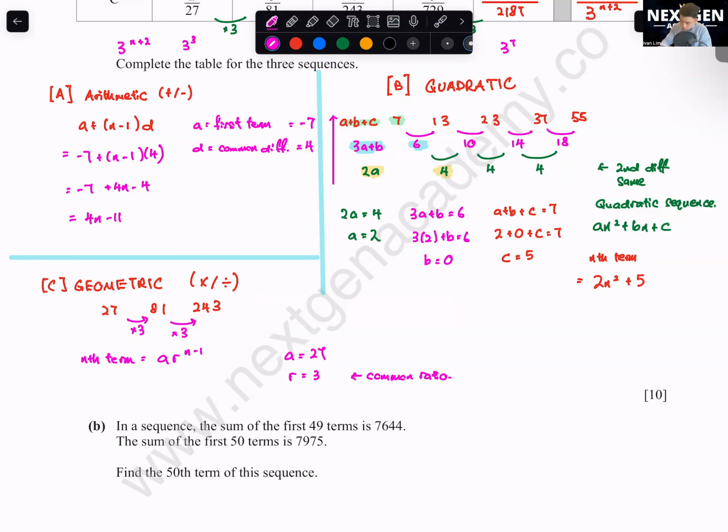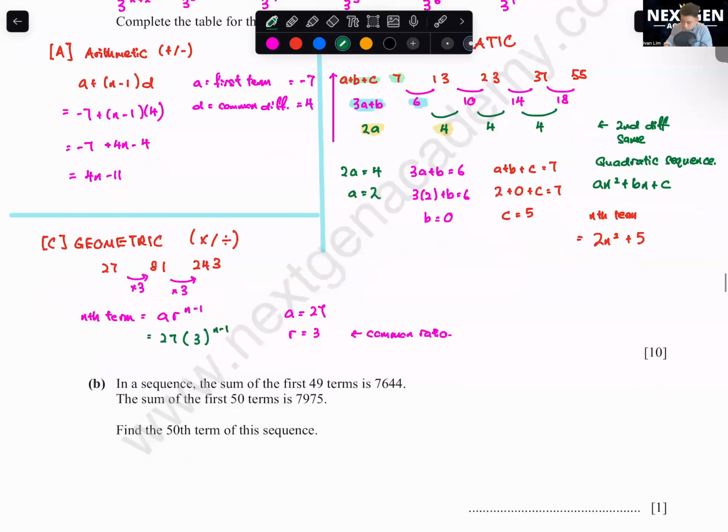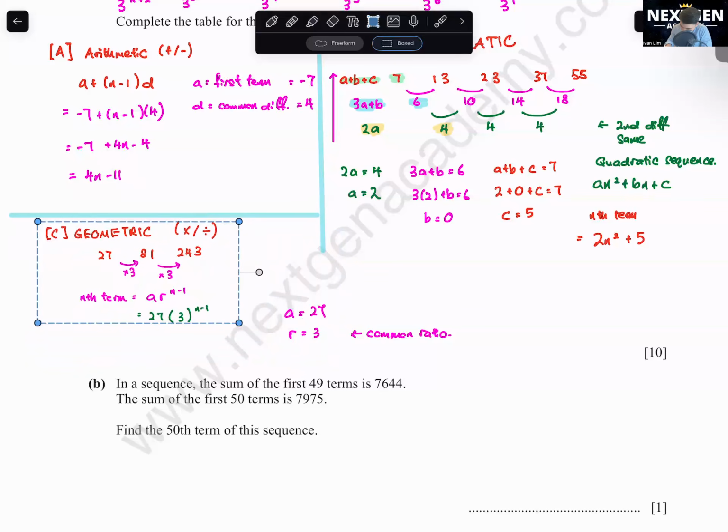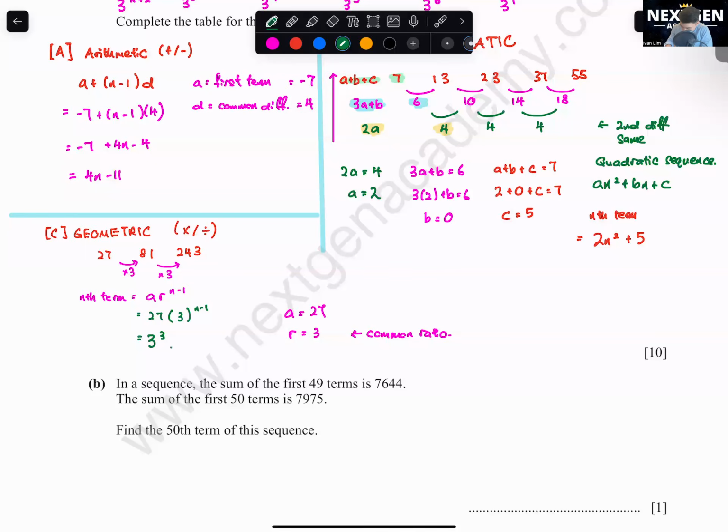Okay, so now we put into this formula here. You see what we will get? 27, 3 to the power of n minus 1. But we need to simplify this. How can we simplify it? 27, you can write it as 3 cubed. Then this one, you multiply by 3 to the power of n minus 1. And you want to join it together. 3 minus 1 plus n, which you can write as 3 to the power of n plus 2.